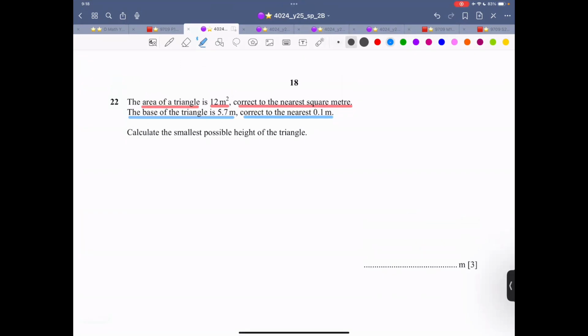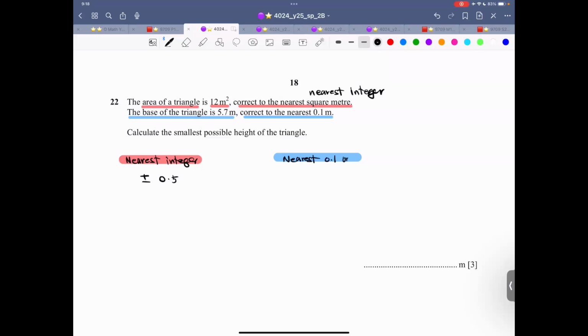Now, first of all, let me talk about this. When we talk about nearest square meter, basically we are talking about the nearest integer. So for the nearest integer, in order to find the upper bound and lower bound, we add and subtract 0.5. For the nearest one decimal place, 0.1 unit, which is another name for one decimal place, we add and subtract 0.05.